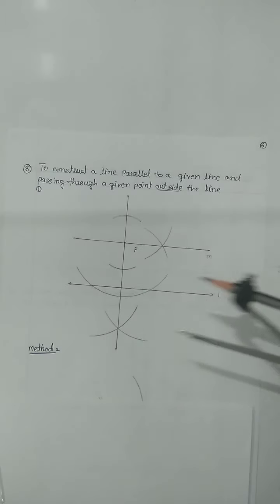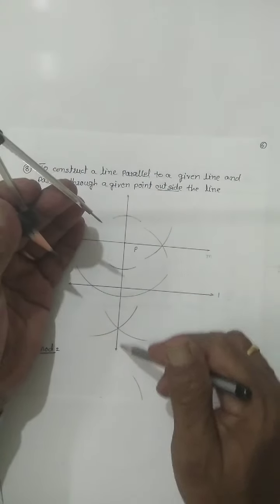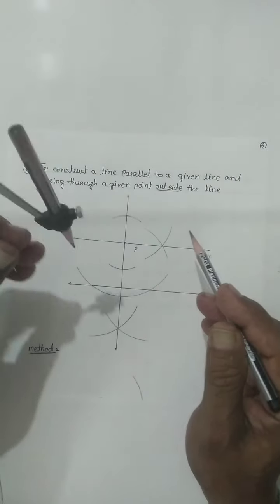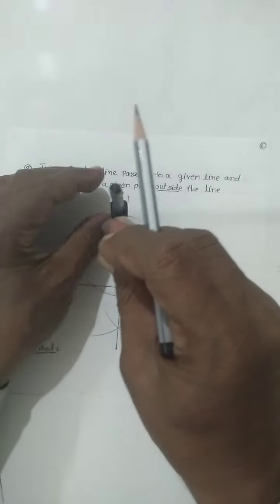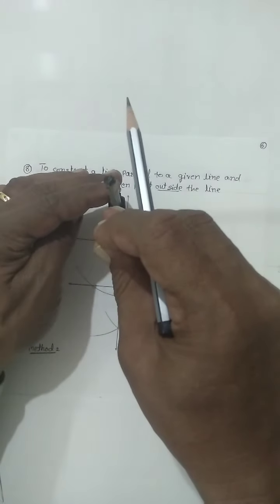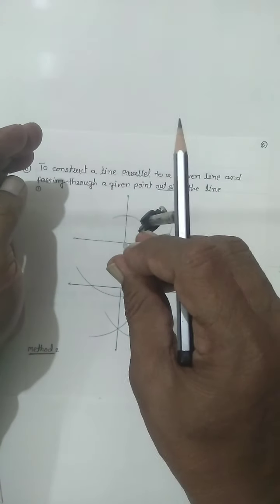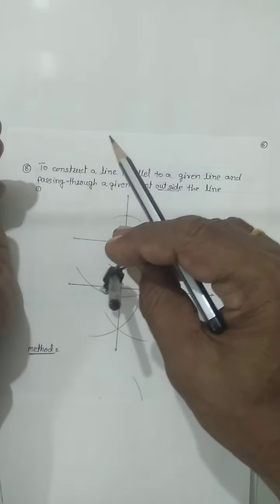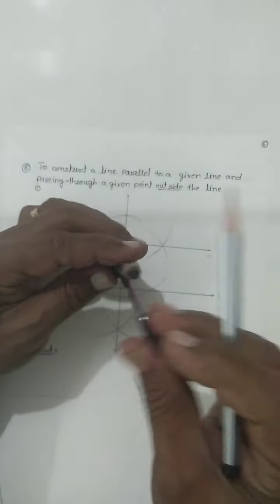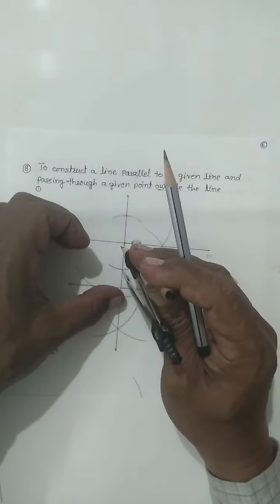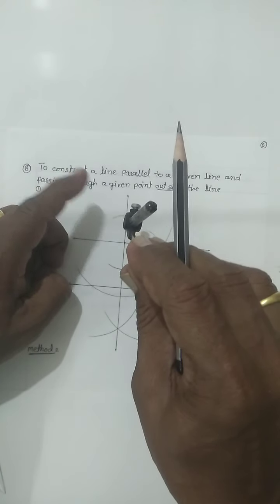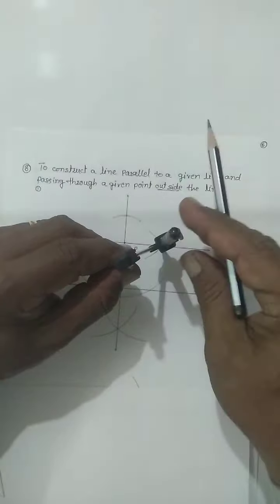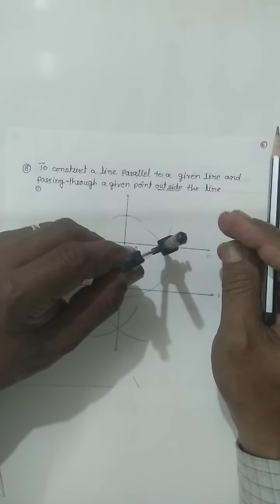Then again draw the line perpendicular to this line at point P. For that take some distance and draw 2 arcs on the opposite side of the point P. In this way here we draw one of the arcs, then this is the second arc. Then take more than half of the distance between the 2 arcs. See, this is the half of these 2 arcs and this is more than half.